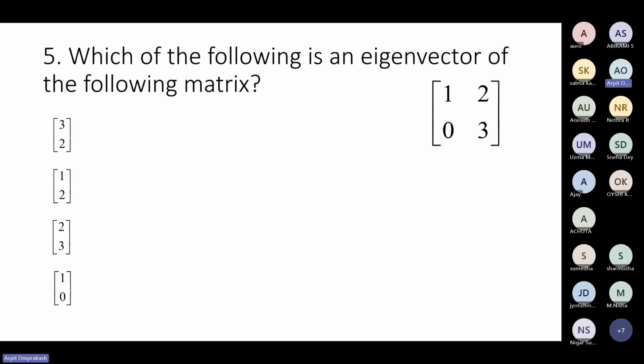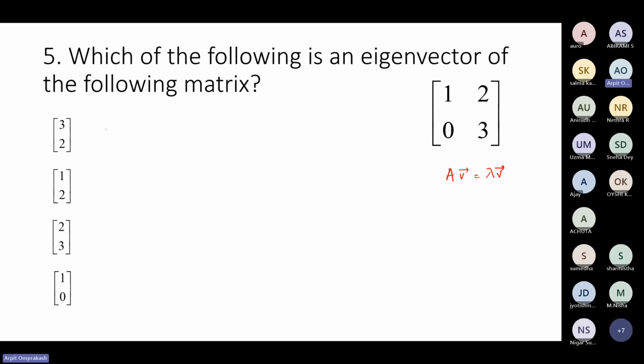Which of the following is an eigenvector of the following matrix? So we have the matrix 1, 2, 0, 3. And we have to find out which of the following is the eigenvector. So we know that if we have a matrix A and a vector V, and V is the eigenvector of A, then if we multiply A with V, we should get the result in the form of lambda V. So the result should be some multiple of V.